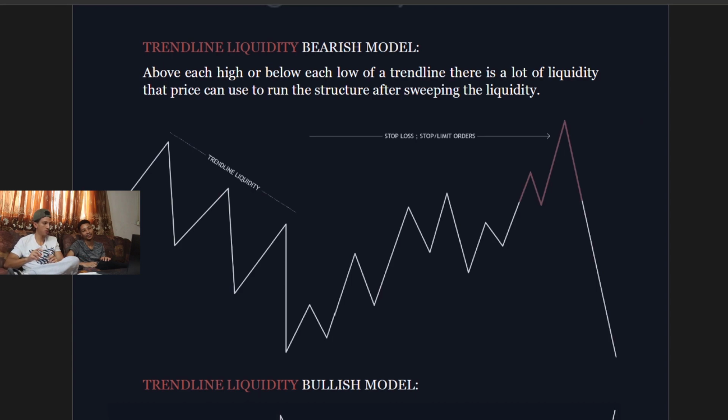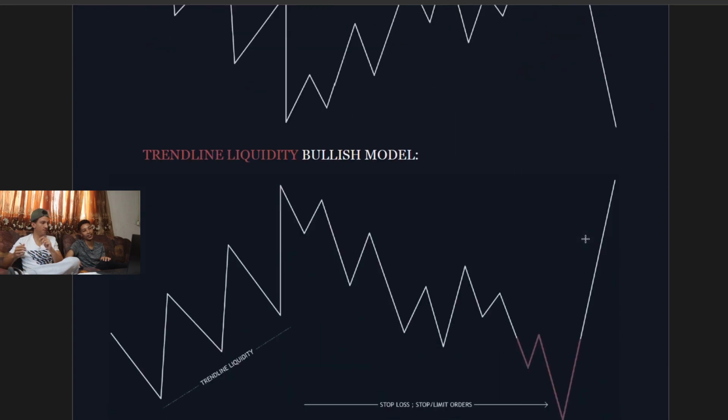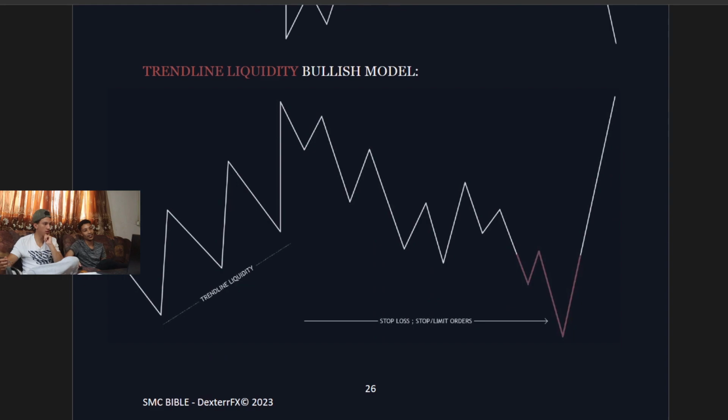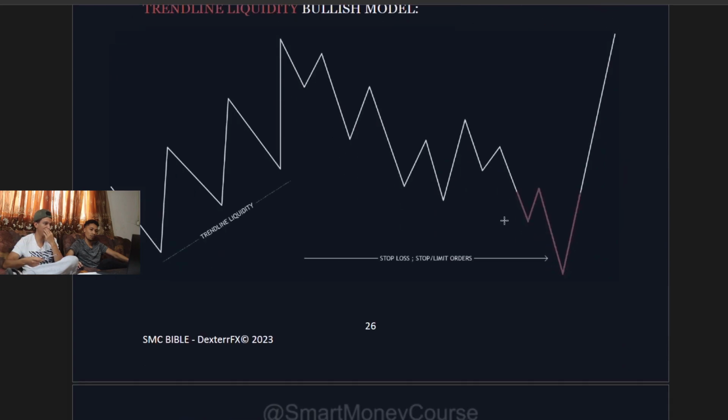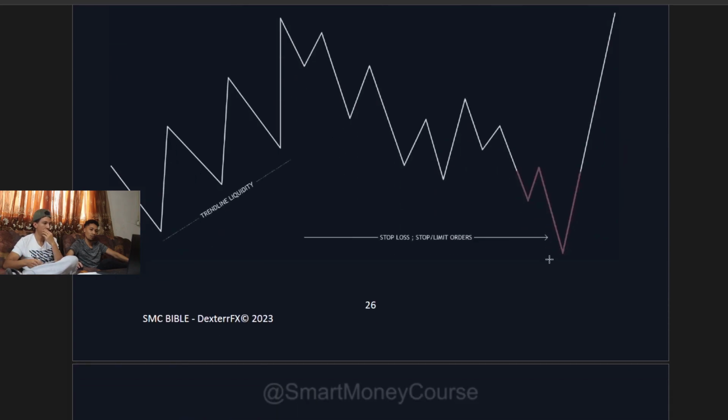Okay. So the next one. Next one, we got the trend line liquidity bullish model. Once again, it's the exact opposite of the bearish model, but it basically creates a series of high highs. So the bullish is basically it goes up, and the bearish is basically just down. Try to remember the bearish, it's down towards the end, and then the bullish is a bullish trend on the output. So you can see trend line liquidity.